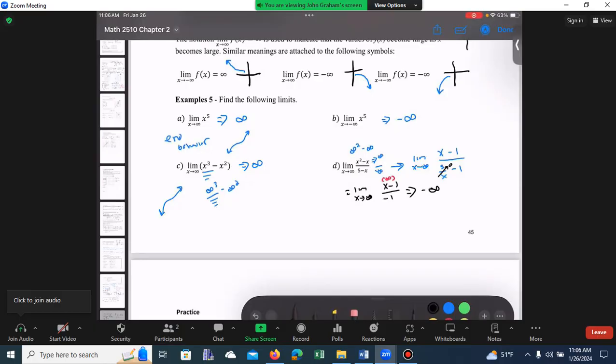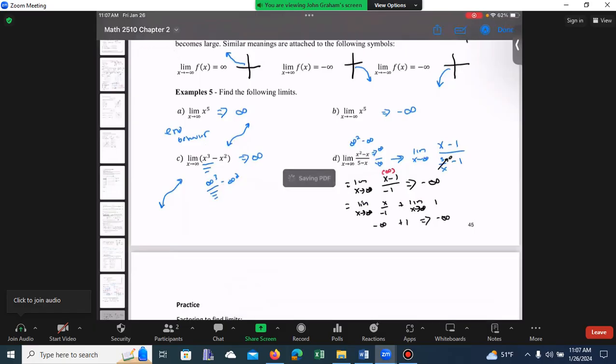If we want to take this a step farther, if you're having trouble seeing that, you can look at the limit as x goes to infinity of x over negative 1, plus the limit as x goes to infinity of negative 1 over negative 1, which would be 1. This is just going to be 1. This again is going to be a negative infinity. So it's still going to negative infinity. It's still going to win out. That adding 1 won't change it. And so this one goes to negative infinity.